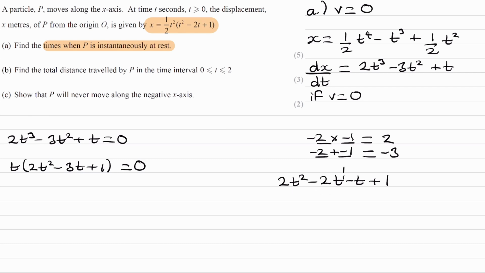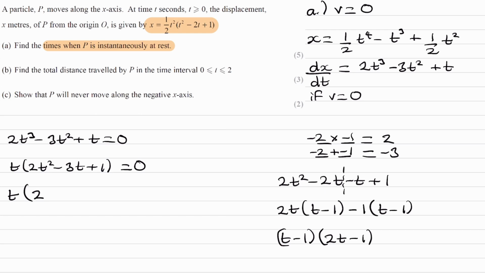And then we can factorize each half. So take out 2t from the first half, that's a common factor there. And from the second half, we take out minus 1, because then we end up with the same bracket, which is what we want. t minus 1 is a common factor of this term and this term, so take that out, and we're left with t minus 1, 2t minus 1. So this becomes t(2t minus 1)(t minus 1) equals 0.